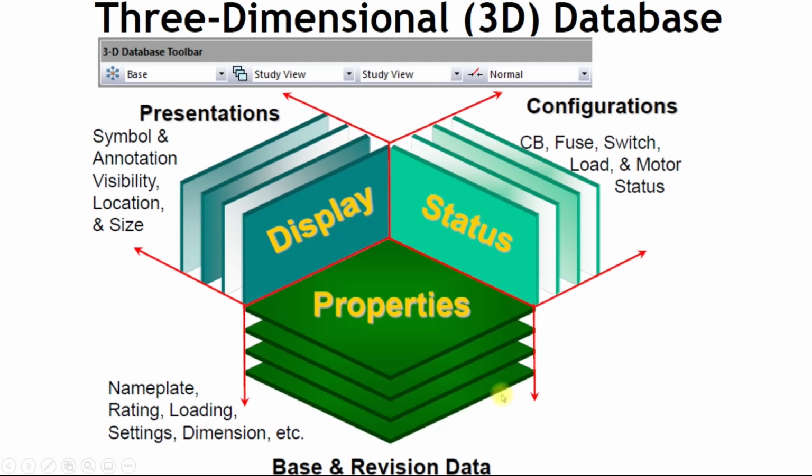So this is how the data is maintained. You can select any display, any status, any property, and you can perform the load flow or any analysis based on this. So this is how ETAP works with the database.